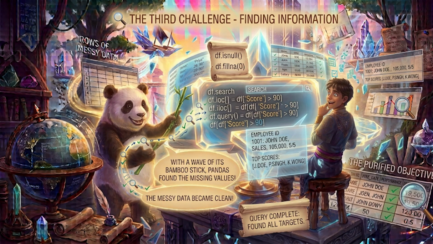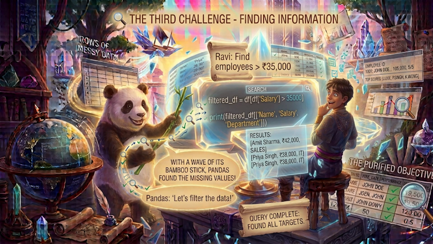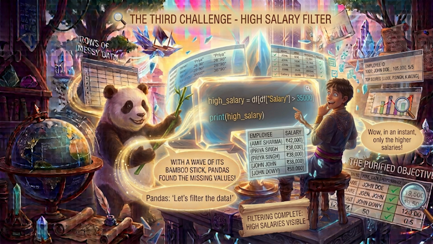The third challenge: finding information. Ravi wanted to find employees whose salary was greater than 35,000. Pandas said, "Let's filter the data." high_salary = df[df['salary'] > 35000]. print(high_salary). In an instant, only one employee with a higher salary appeared. Ravi was amazed. "Pandas, you are incredible." Pandas laughed. "I am useful, but you are the one asking the right question."